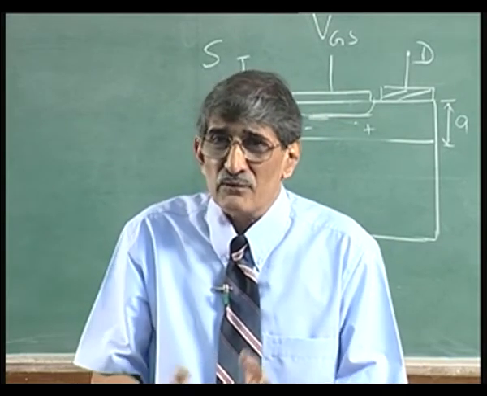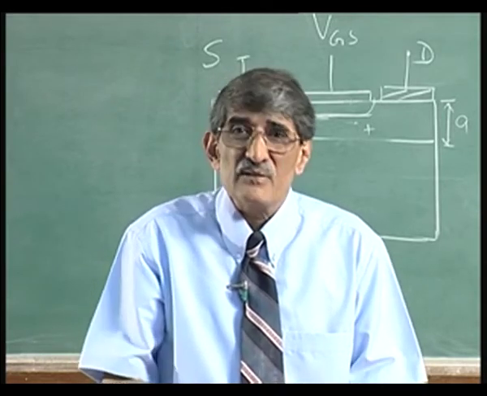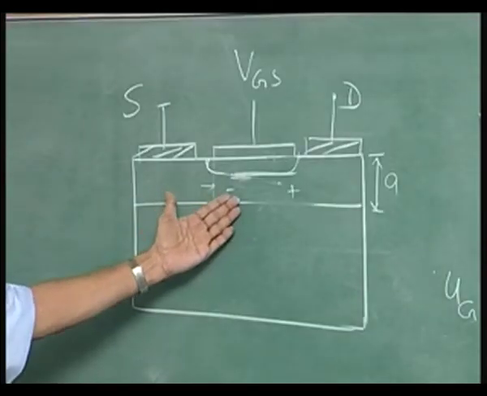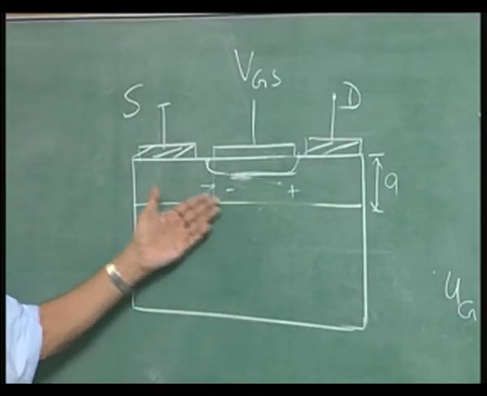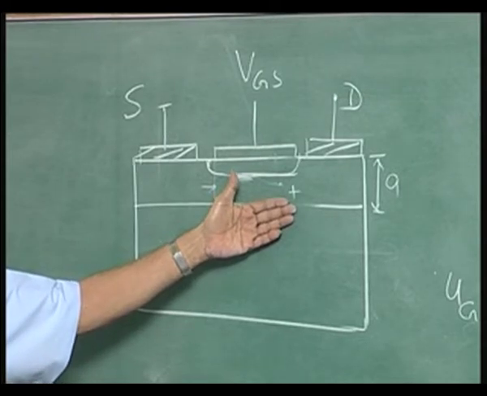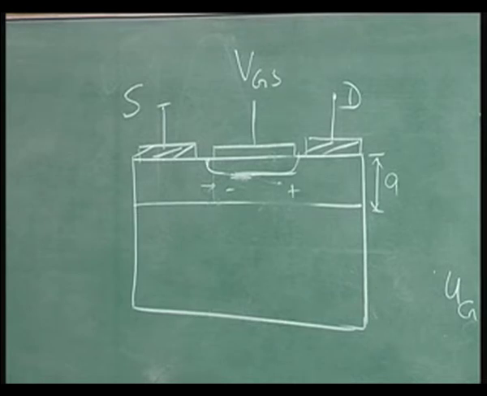But the moment you go to shorter channel devices, you will have velocity saturation, but pinch off will not take place. Here pinch off has not taken place at all, where there is velocity saturation right through, there is absolutely no pinch off. Okay. So, pinch off need not take place for current saturation. Okay, that is the situation.